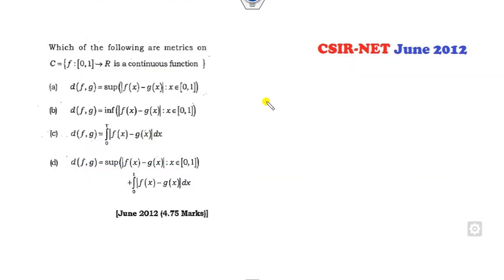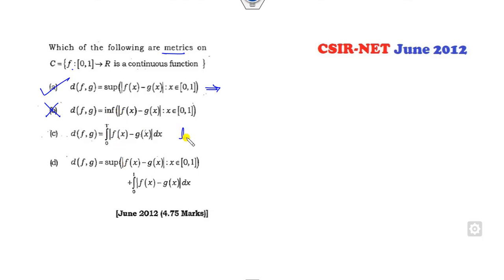Look at this another one. Which of the following are metric on this? F is my continuous function. So look at that. What is the supremum? It is nothing but the maximum of this. So supremum is always a metric on this. Infimum, that is the minimum. Minimum will not be this. Minimum will not be the metric of this.